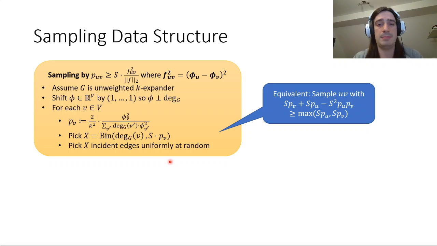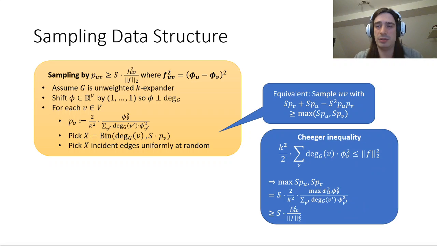So this sampling scheme means we sample every edge with at least the probability of the maximum of the two endpoints' coin flip probabilities. Now we can use the Cheeger inequality as follows. Cheeger inequality says if these vertex potentials satisfy this orthogonality assumption, then the norm of our flow is lower bounded by this term. And that we can use, because now the maximum of these two sampling probabilities is just the maximum of the squared vertex potentials with all of this normalization that we have from here. And now we know that this term down here is exactly the lower bound of the norm of our flow. So we can replace the denominator here by the L2 norm of our flow.